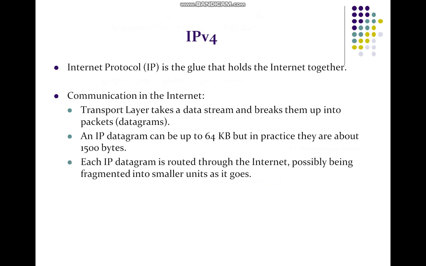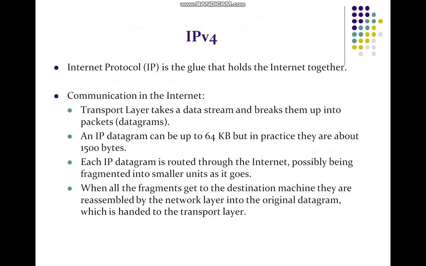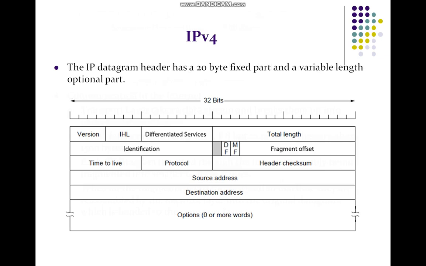Each IP datagram is routed through the internet, possibly being fragmented into smaller units as it goes. When all the fragments get to the destination machine, they are reassembled by the network layer into the original datagram, which is then handed to the transport layer. This is a simple IP version 4 protocol datagram format.